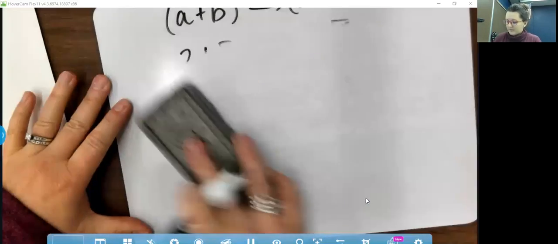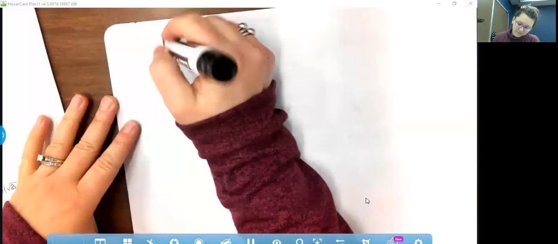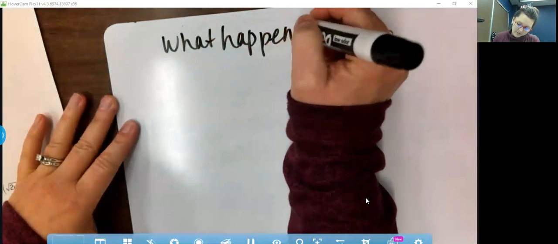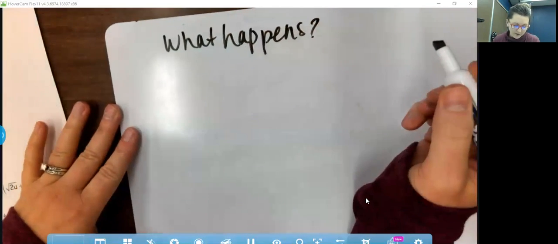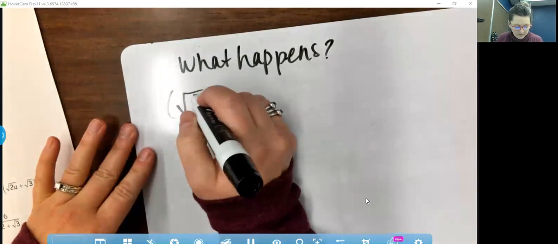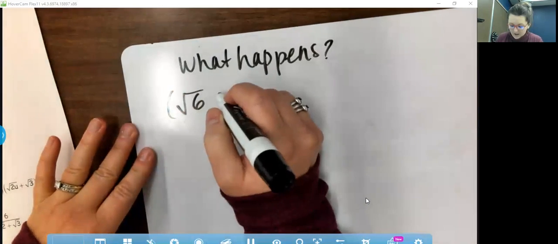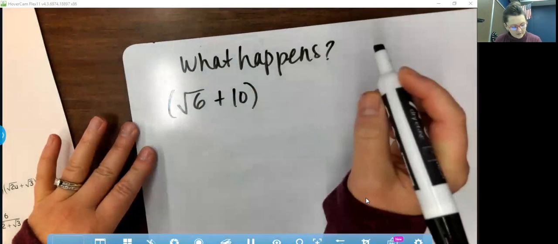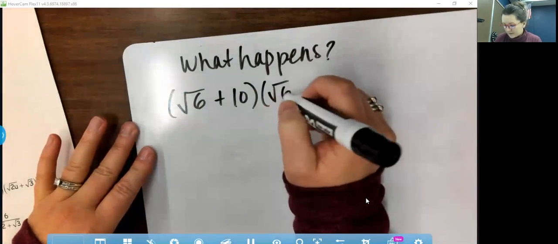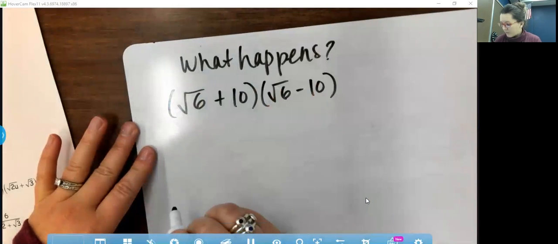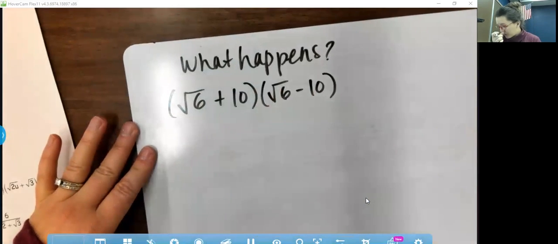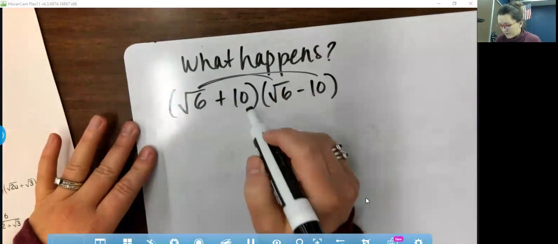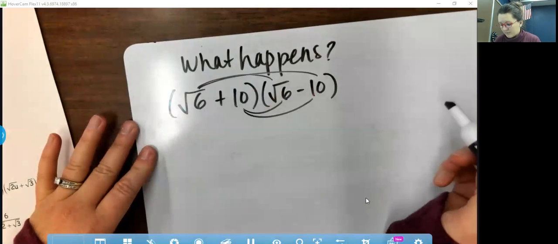What happens? And I think this is the question on your notes. So what happens when you multiply conjugates together? So here's our f. It's square root of 6 plus 10 times square root of 6 minus 10. We're going to FOIL, right, or multiply binomials. So first term gets multiplied to both the last terms, second term gets multiplied by both.